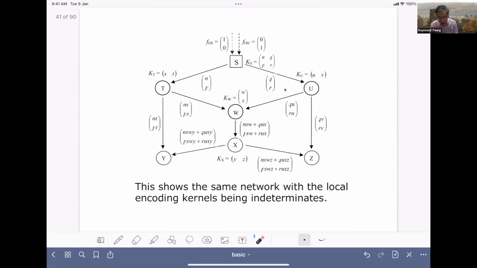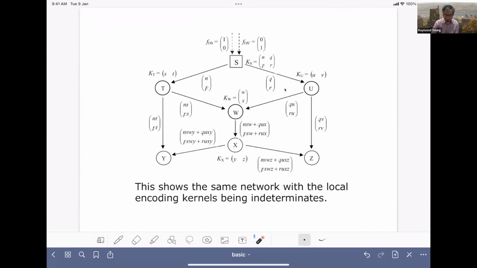Now, here in this figure I show you the same network, except that all the local encoding coefficients are regarded as indeterminates. So it means that I don't assign zeros and ones to them, but I just leave them open. So each one of them can be either 0 or 1.